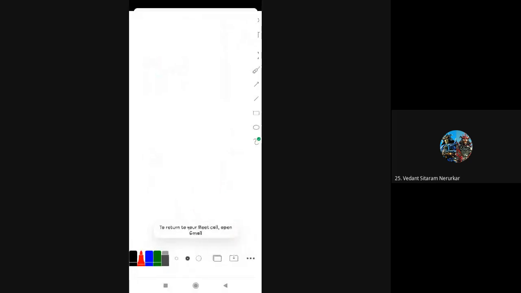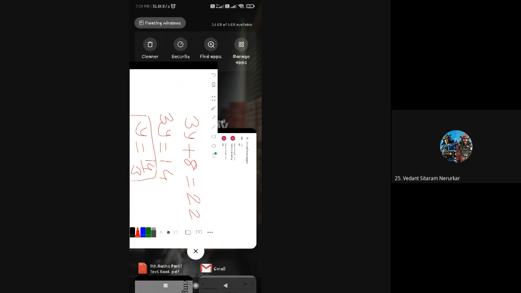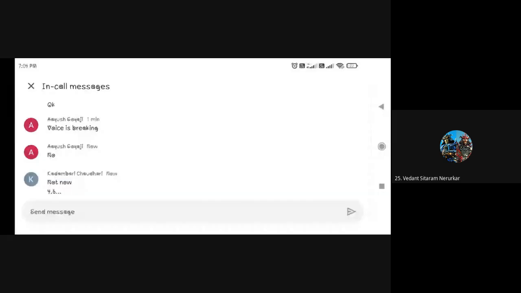See, let me draw it on the whiteboard. Let us suppose we have 3y plus 8 is equal to 22, right? So 3y will be equal to 22 minus 8, that is 14, and y will be equal to 14 by 3. I hope you get this. How many of you understood this? किस किस को समझ में आया? Yes, if we calculate it in decimals, it will be 4.6.